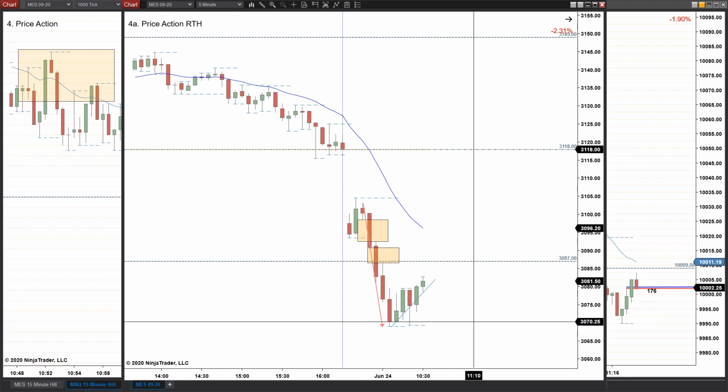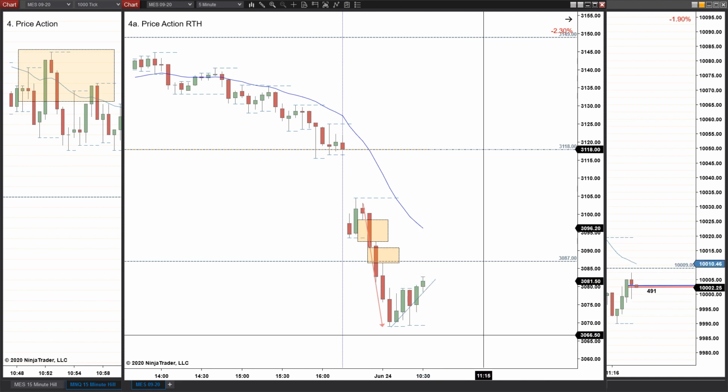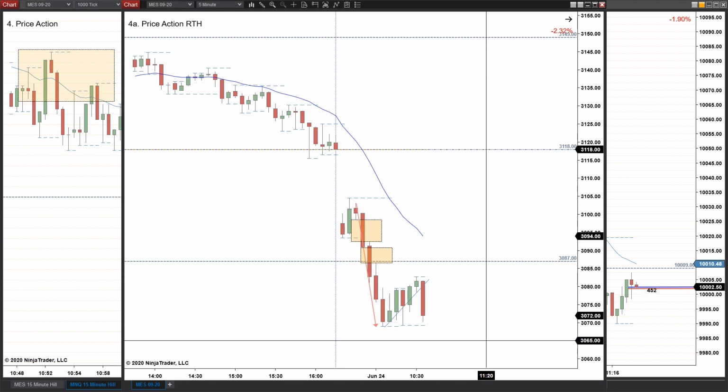Now we might be looking for the standard pullback sellers. They come in a little bit later in the day, 10, 10:30, then they start trying to get that swing for the rest of the day. Big bear bar down. That might be good enough.